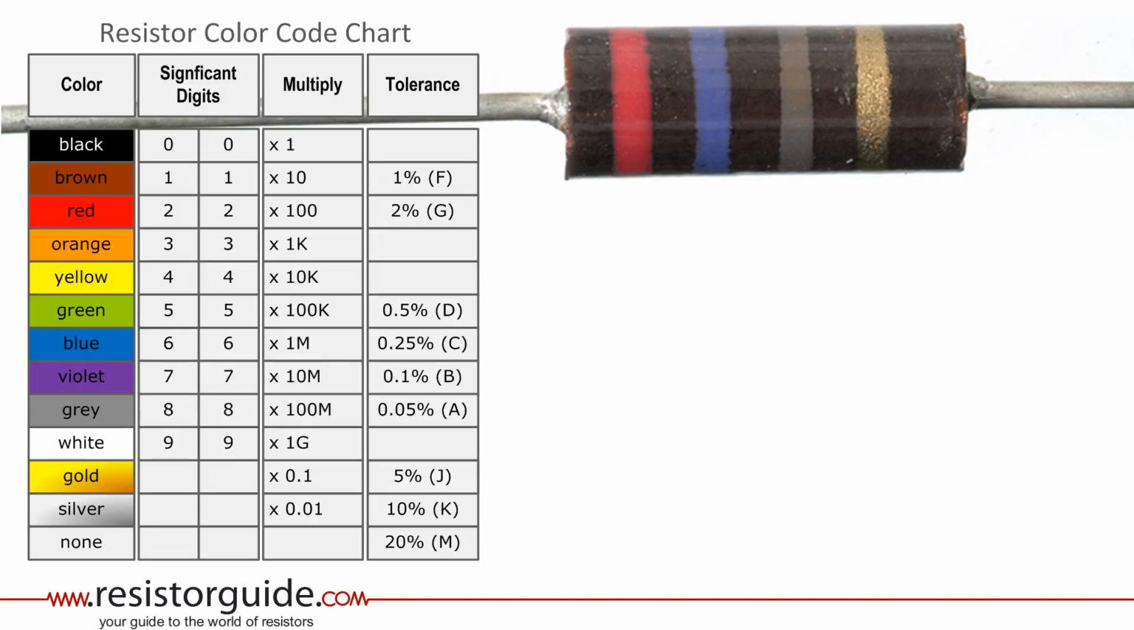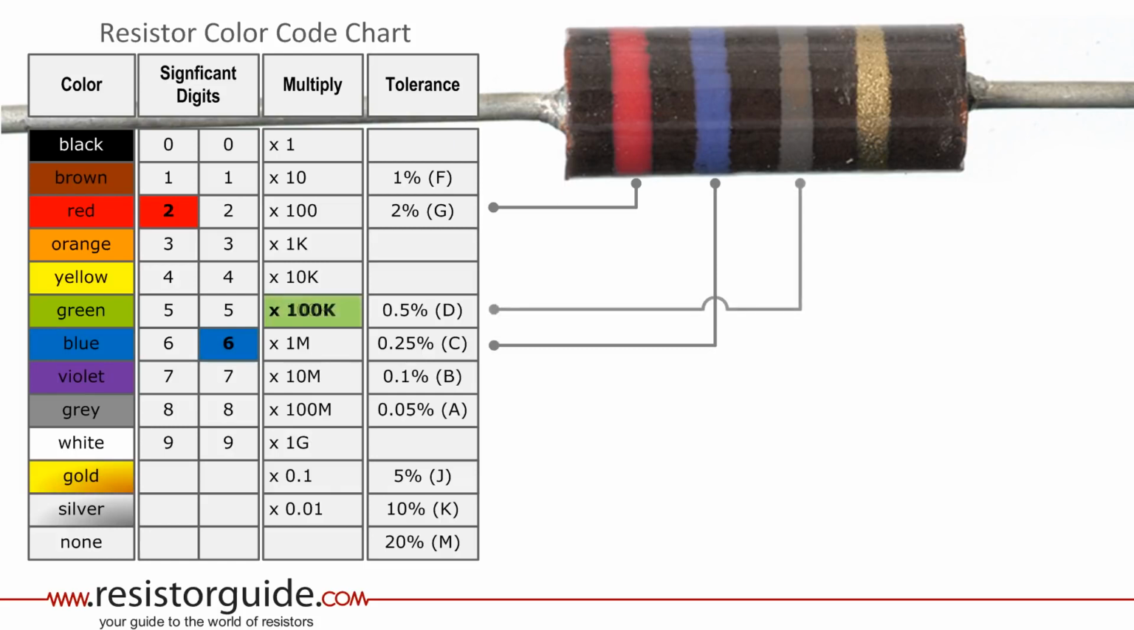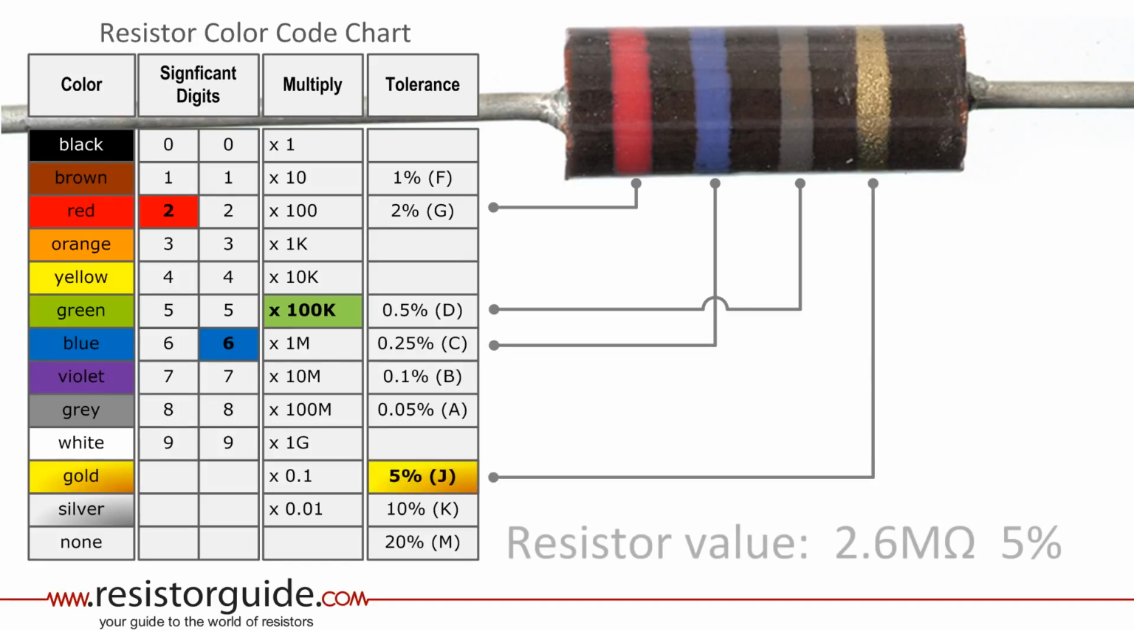At resistorguide.com you can even find an automatic calculator to decipher the code for you. Using the chart, we see that the first red band has a value of 2. The second blue band is 6. The third band is gray, which means a multiplication factor of 10,000. The golden fourth band means a tolerance of 5%. We know that the resistor has a value of 2.6 megaohms with a tolerance of 5%.